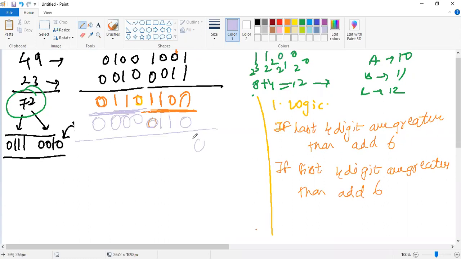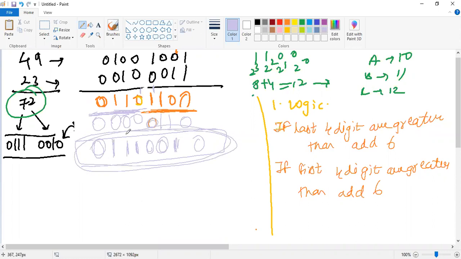Now if you perform addition, 0, 0, 0, this is your 1. 1 plus 1 is 0, carry 1. 1 plus 1 is 0, carry 1. This will be 1, 1, 1, and 0. Now if you observe this number and this number, these both are the same.